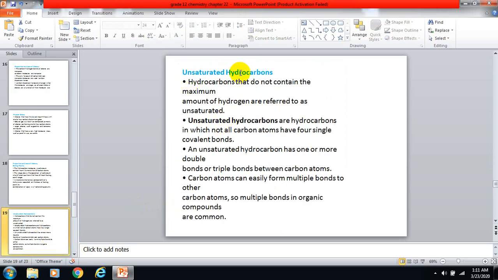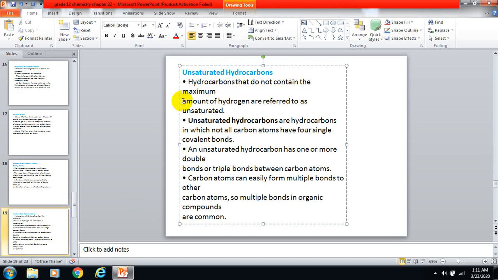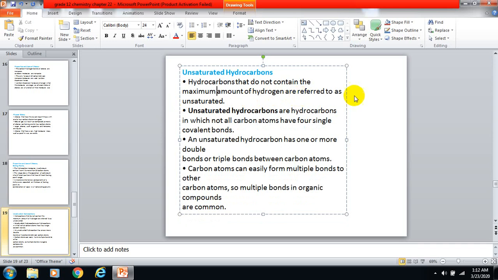Now we have unsaturated hydrocarbons. Saturated hydrocarbons are finished. Hydrocarbons that do not contain the maximum amount of hydrogen are referred to as unsaturated ones. Remember the difference. Hydrocarbons that do not contain a maximum amount of hydrogen are referred to as unsaturated.